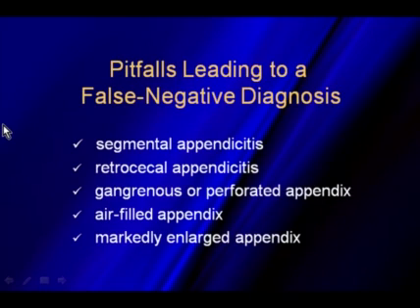What are some pitfalls that can lead to a false negative diagnosis? Segmental appendicitis is one of them, having a patient with a retro-cecal appendix. If you have a gangrenous or perforated appendix and you assume it's normal, air within the appendix, you mistake it, and also a markedly enlarged appendix.